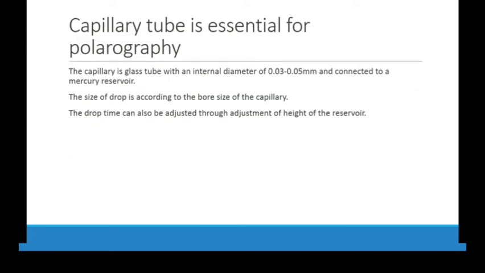The capillary tube is essential for polarography because you have to control the movement of mercury. The capillary is a glass tube with a small internal diameter, connected to a mercury reservoir. The size of the mercury drop depends upon the bore size of the capillary. If the bore size is large, you have a large drop, but if you have a small bore size, the drop of mercury is small. The drop time can be adjusted through adjustment of the height of the reservoir, which is directly proportional to the time.